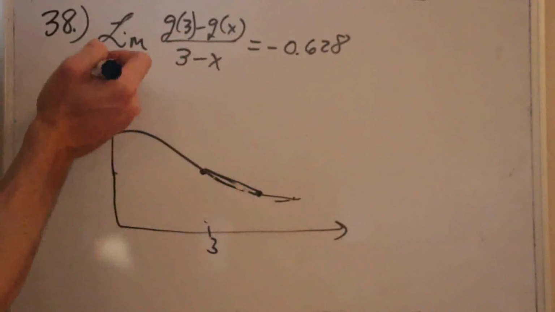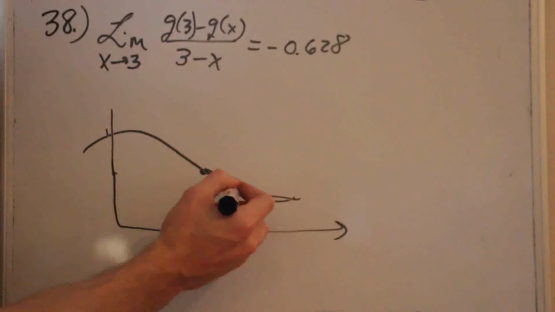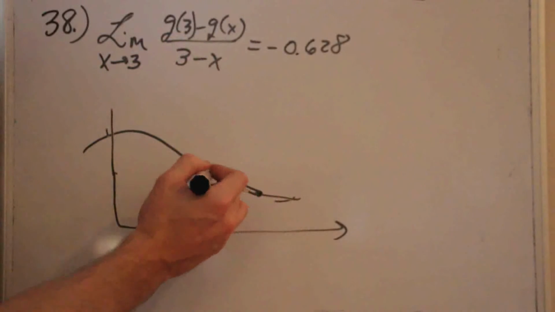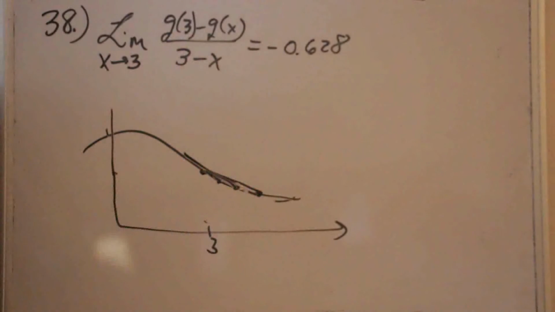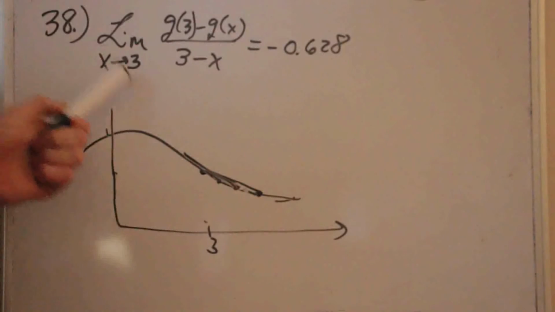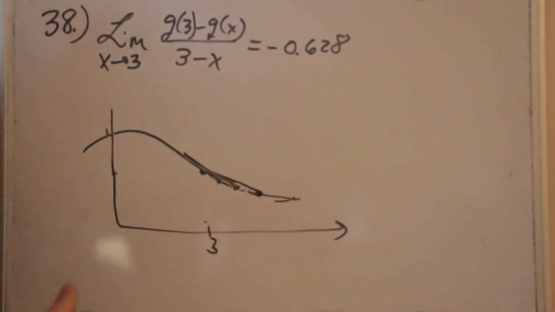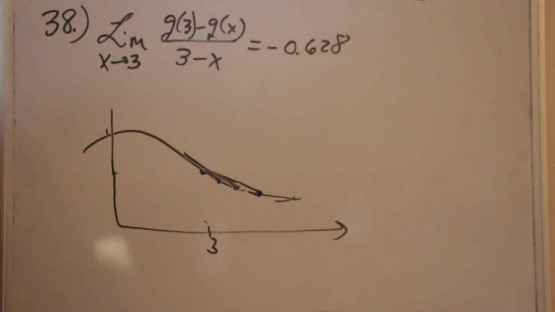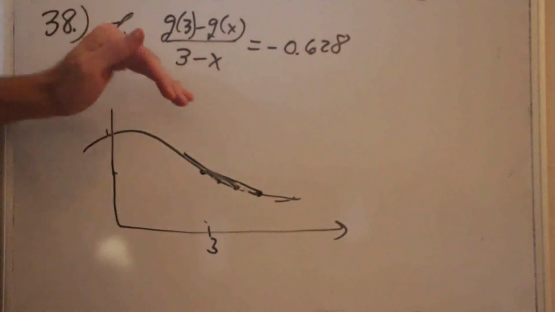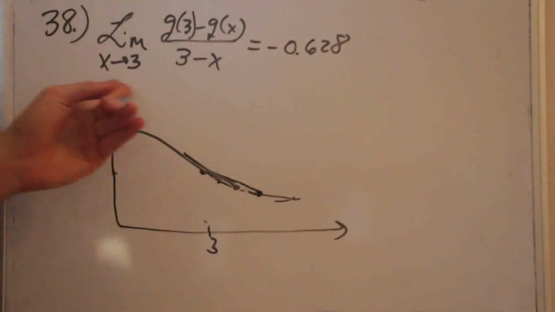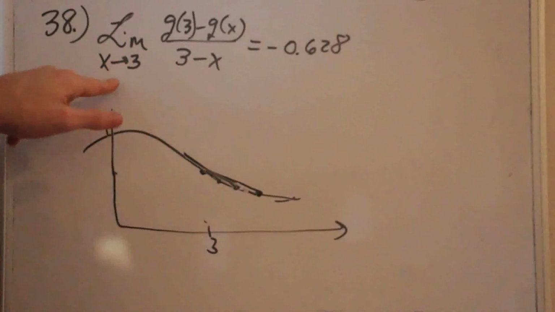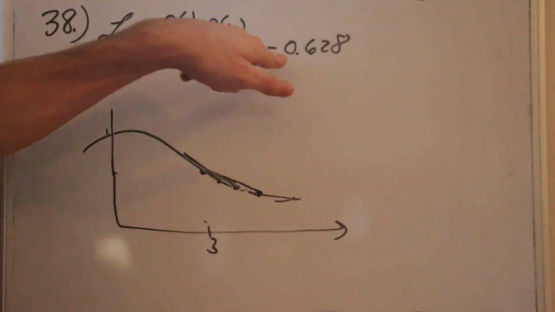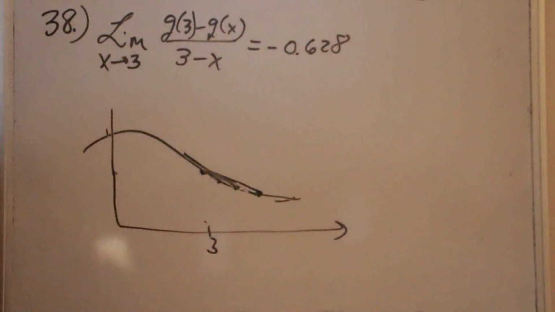Well, as my x gets closer and closer to 3, I'm getting closer and closer here. This is exactly what we did when we were finding our derivatives, right? And as we get closer and closer, as it gets really close to 3, I basically have my instantaneous slope, which is my derivative, which means I'm getting the slope of the tangent line to that curve. I'm getting the slope of the function at x equals 3. That's exactly what this is saying. So this is basically saying the slope of the function g of x at x equals 3 is negative 0.628.